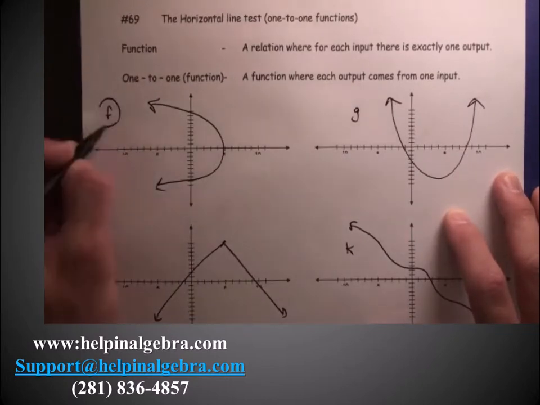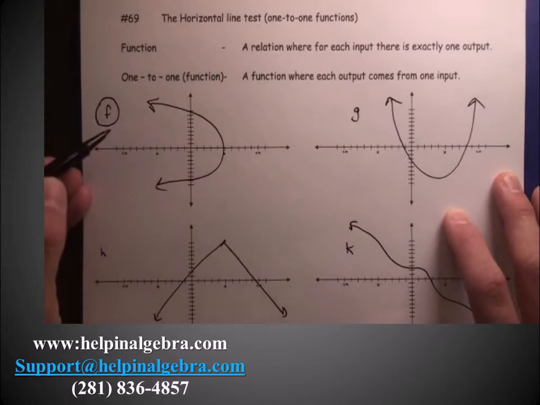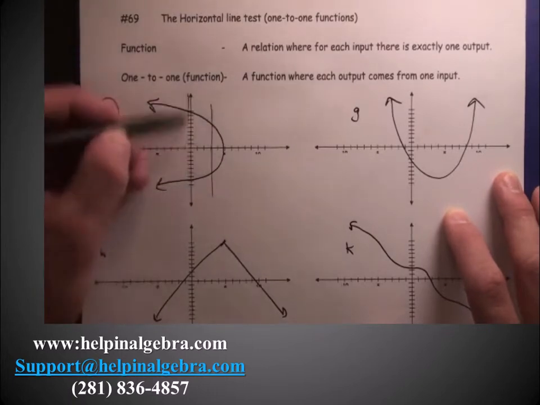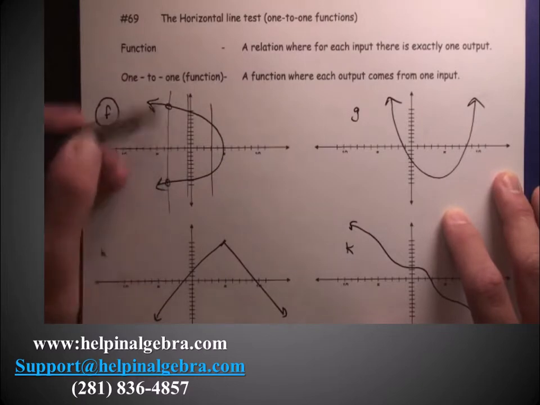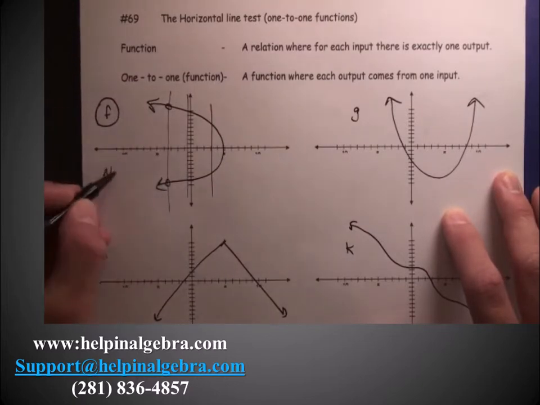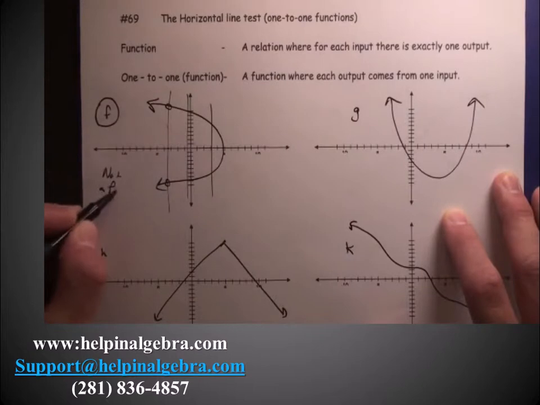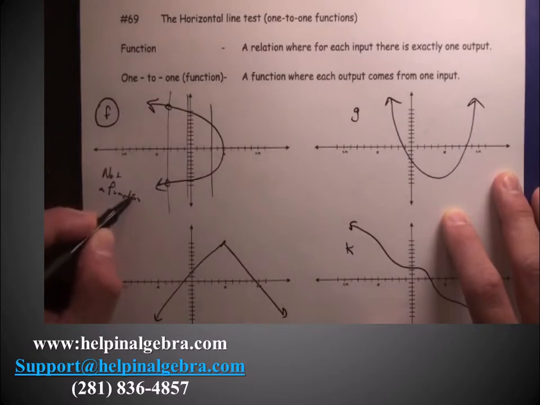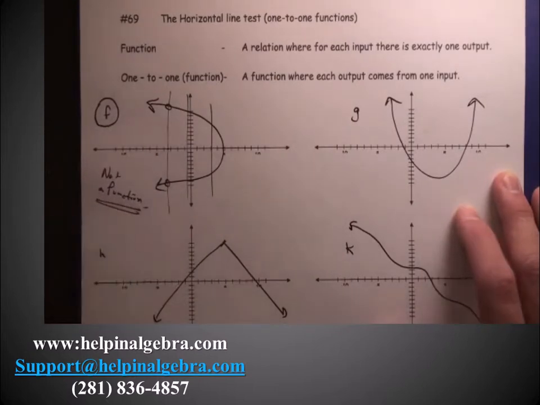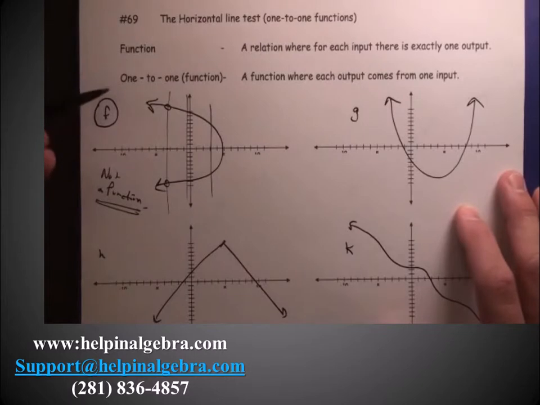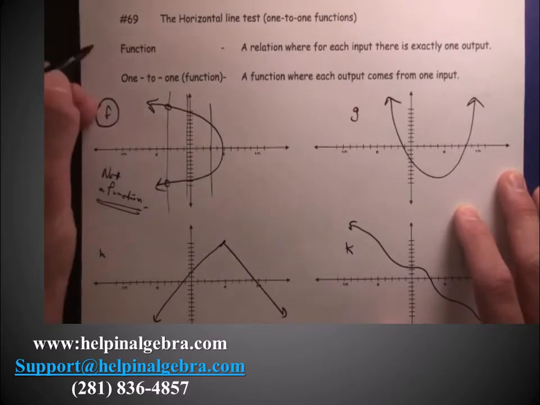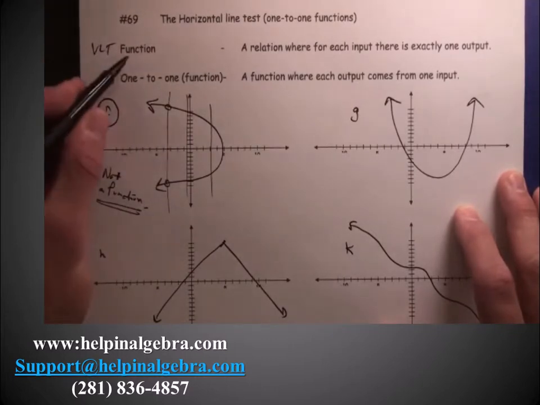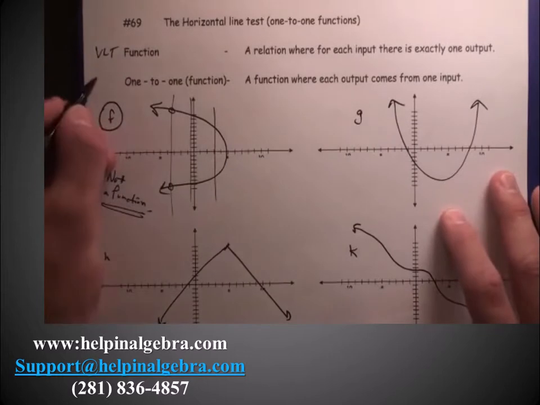Now actually be careful on f. This is actually not even a function because it doesn't pass the vertical line test. You see, for this input you're getting two different outputs. So this is not even a function. So we're not even going to bother checking if it's one-to-one, because in order to be a one-to-one function, it must at least be a function. So this does not pass the vertical line test, which is what you would use to determine whether or not a relation is a function.